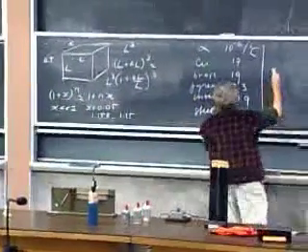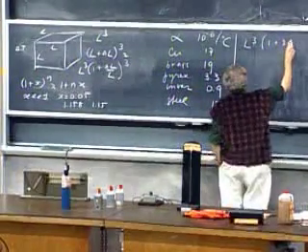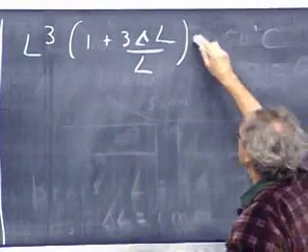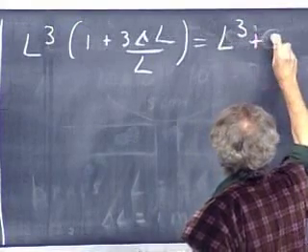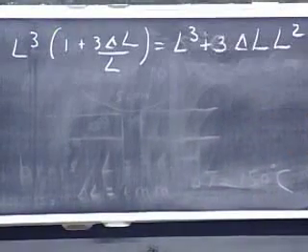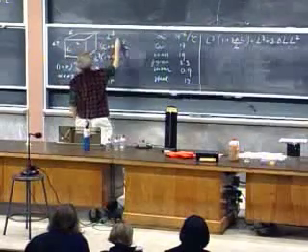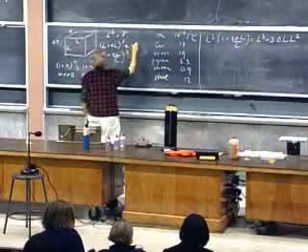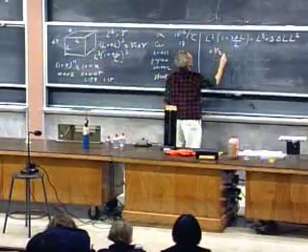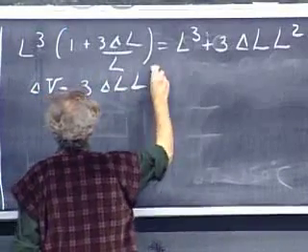And so we're going to get L to the third times (1 plus 3 delta L divided by L). So that is L to the third plus 3 delta L times L squared. So the difference in terms of delta V, the old volume was this, and this volume is V plus delta V. So delta V is the difference between the two, is 3 delta L times L squared.